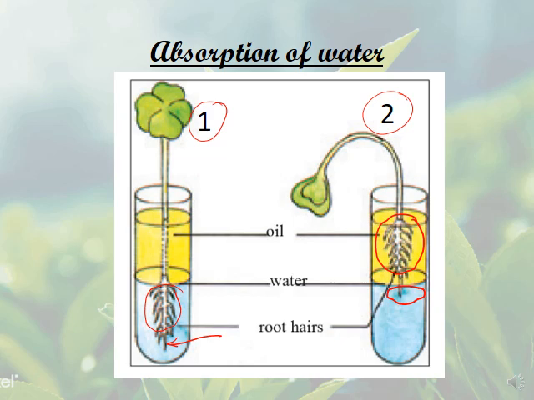So from this, we can deduce first, what is the variable factor? The part of the root, whether the root cap or the root hair, placed in water. Here, root cap and root hair, both in water, it grows. But here in plant 2, only the root cap in water, it dies. So the root cap is not responsible for the absorption of water. Which part? They are the root hairs.